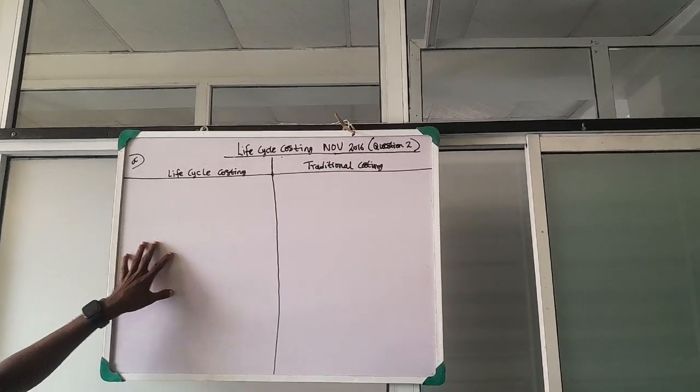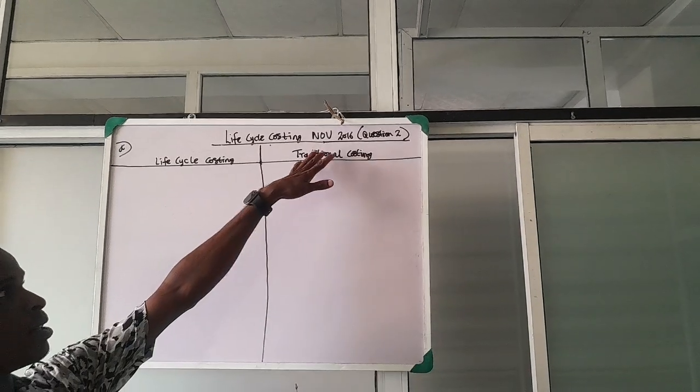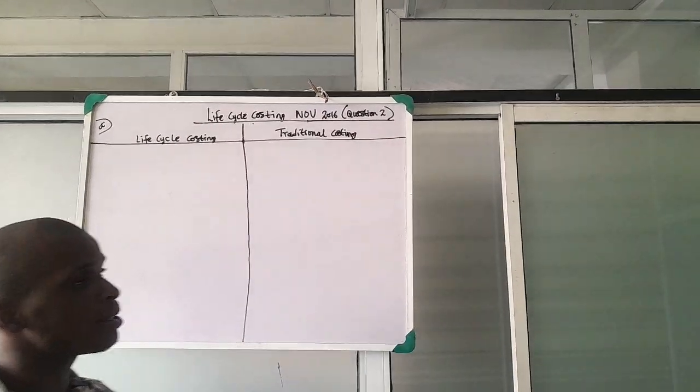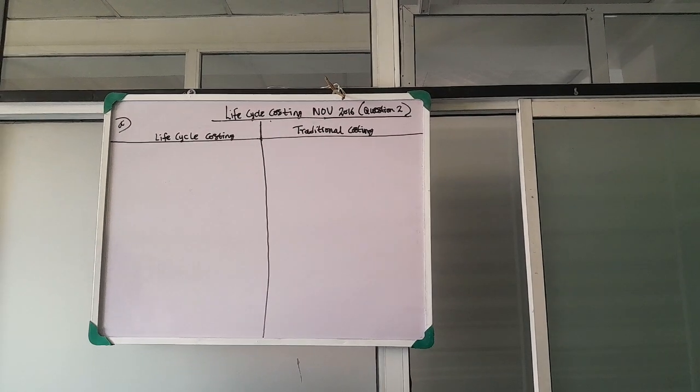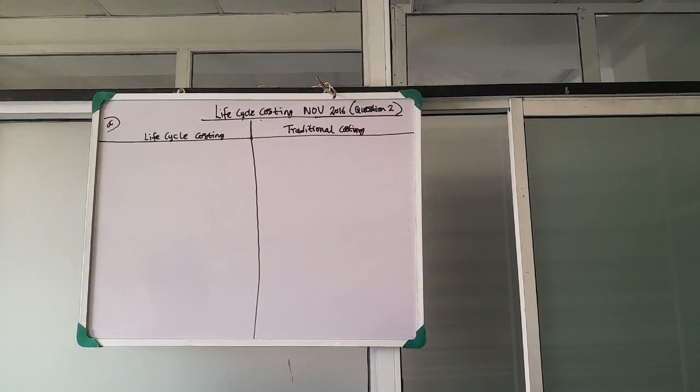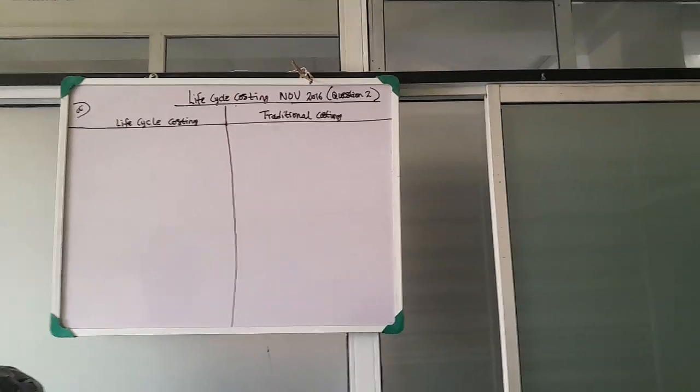We'll be taking life cycle costing using November 2016 question 2 from ICAN Performance Management. You will read through the question, then I will offer a solution to the requirements.